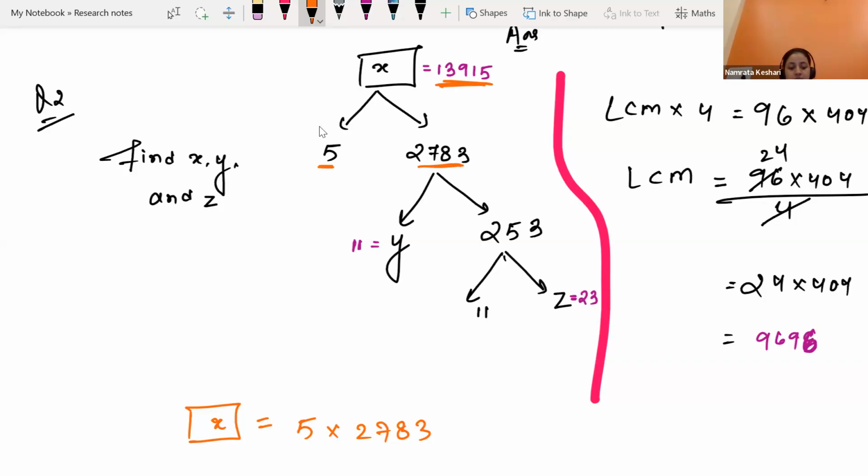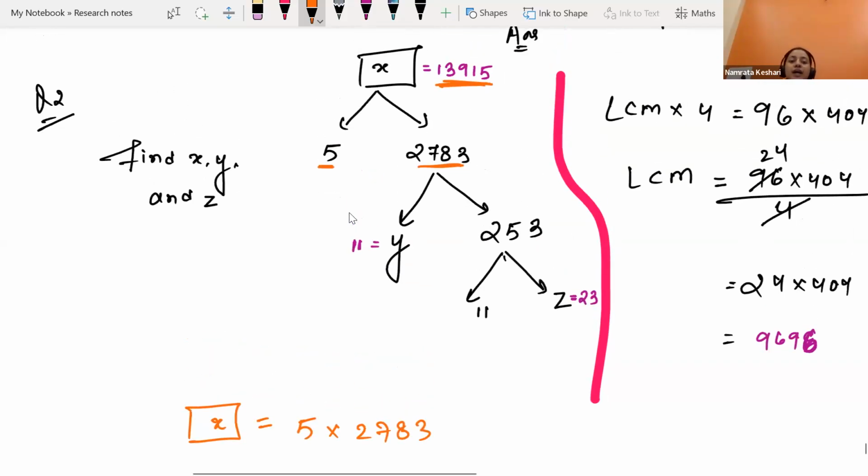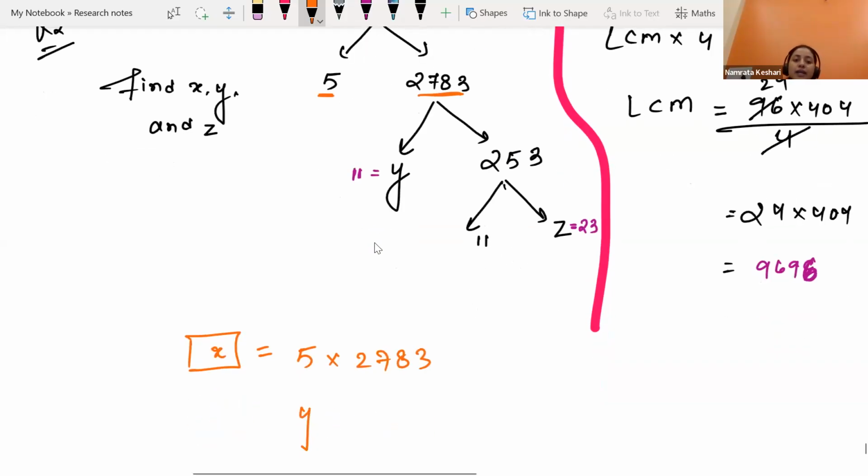Yes, okay. Now x we got. We have to find y also. Now y is just the broken part. Y into 253 multiplied together is nothing but 2783. Check it. When we are factorizing 2783, we are getting y into 253.